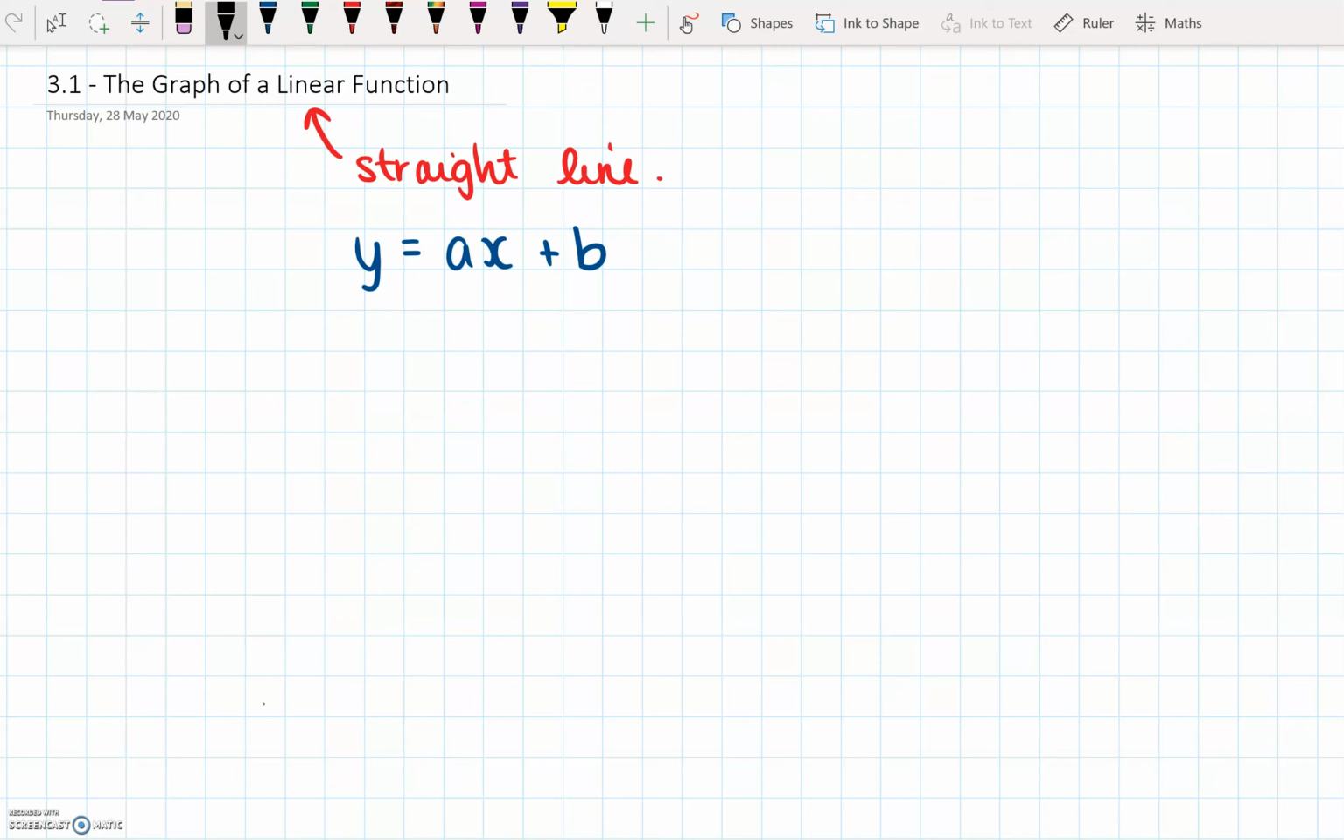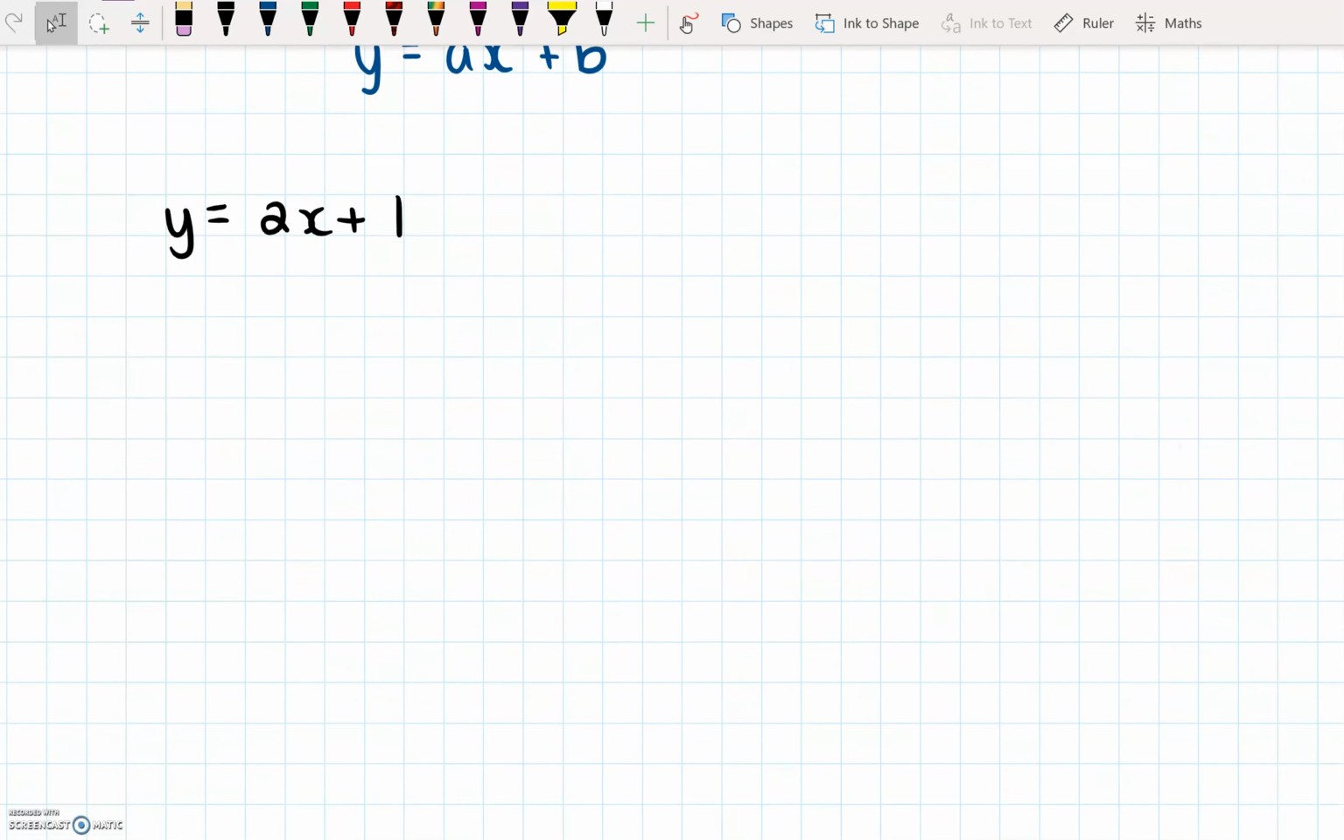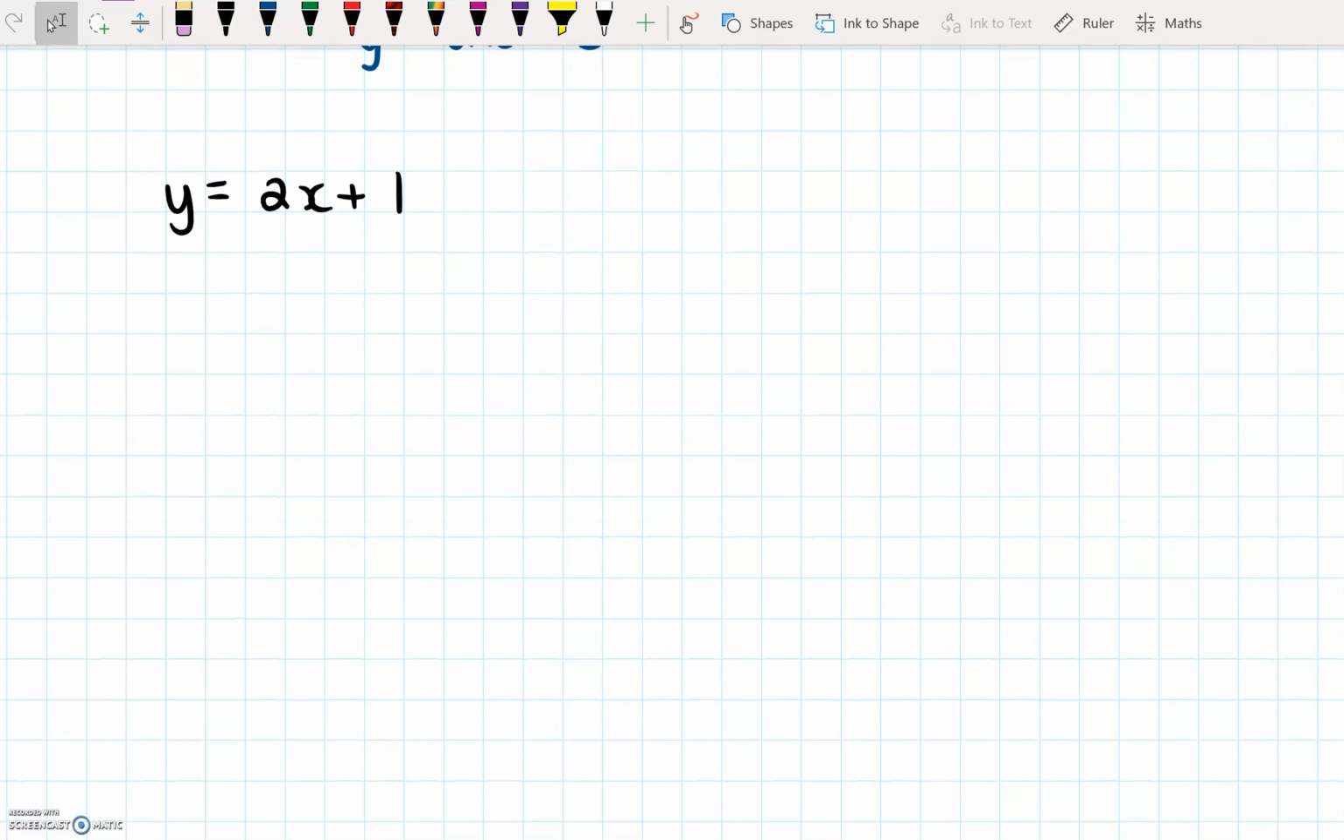So let's start with just doing an example. Let's say we have y equals 2x plus 1. How do we do this? What do we do? Now what I always want you to do with these is we always start by making what we call an XY table. And sorry, when I say what we always want you to do, this is for now.